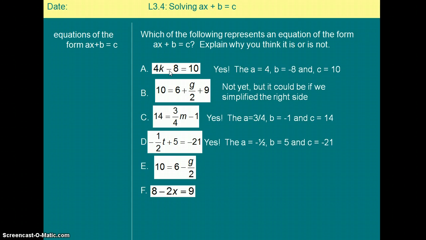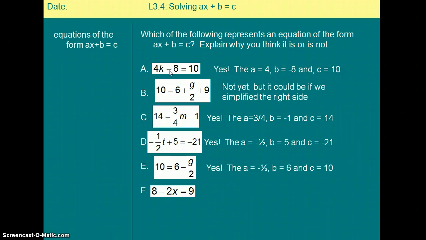D, again, yes, this is of the form ax plus b equals c. A is equal to -1/2. Our constant term B, in this case, is equal to 5. And it is equal to -21.